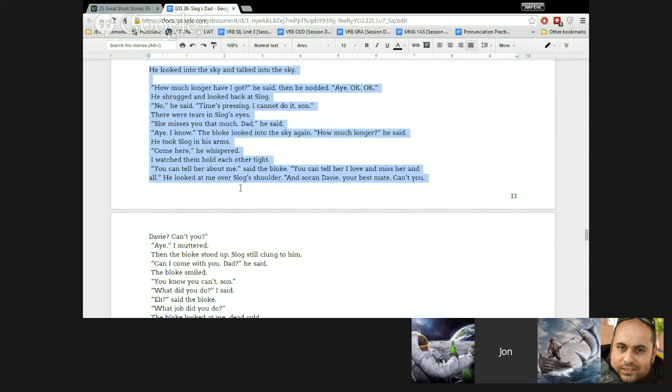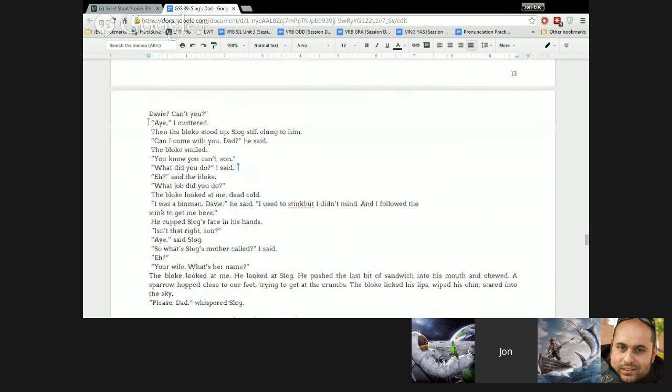He took Slog in his arms. "Come here," he whispered. I watched them hold each other tight. "You can tell her about me," said the bloke. "You can tell her I loved and missed her and all." He looked at me over Slog's shoulder. "And shake hands, Davy, your best mate. Can't you, Davy?" "Can't you?" I muttered.